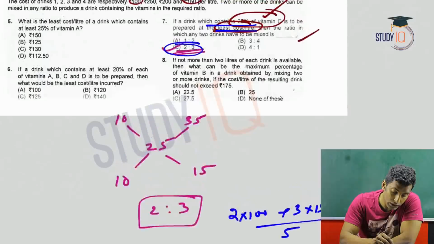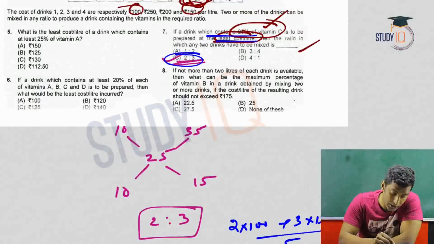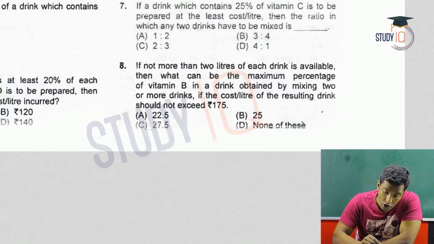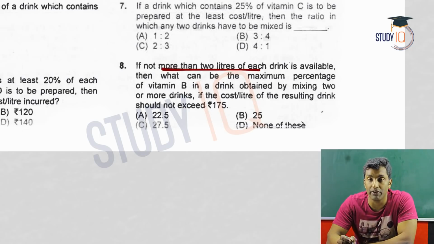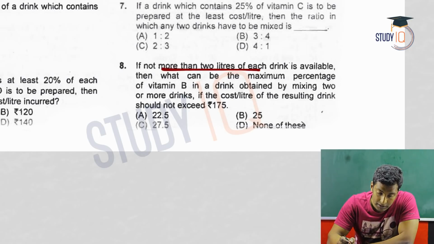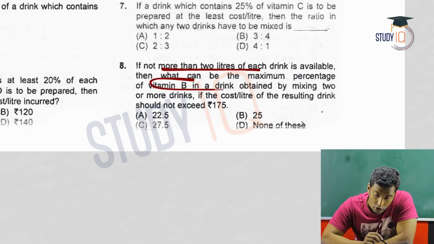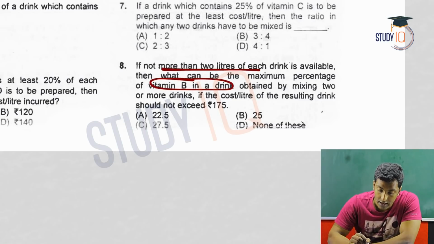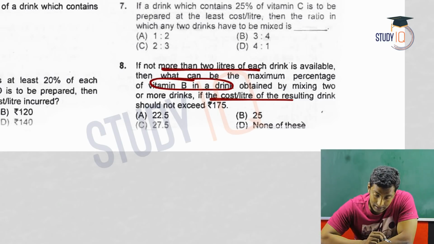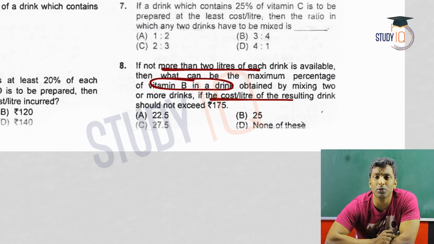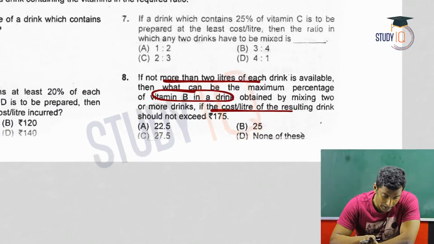Now let's move on to the next question. I hope you understood this. So what they're saying now is, if not more than 2 liters of each drink is available, then what can be the minimum percentage of vitamin B in a drink obtained by mixing 2 or more drinks, if the cost per liter of the resulting drink should not exceed 175? So I need to keep it to less than 175. So the best way is to mix 1 and 4, right?